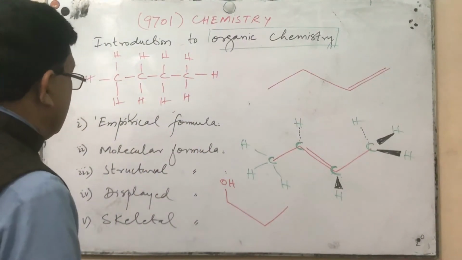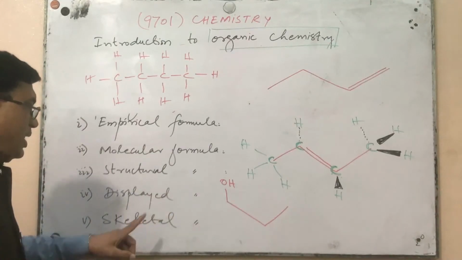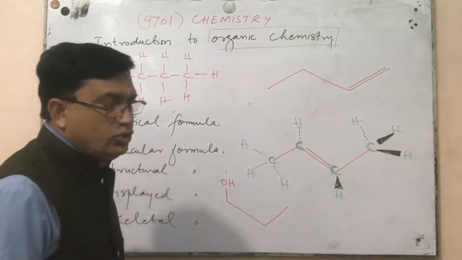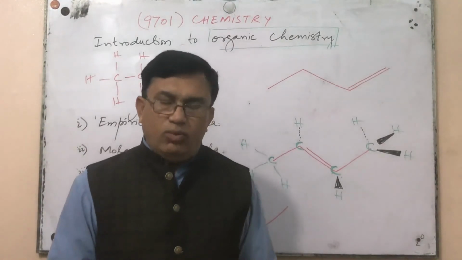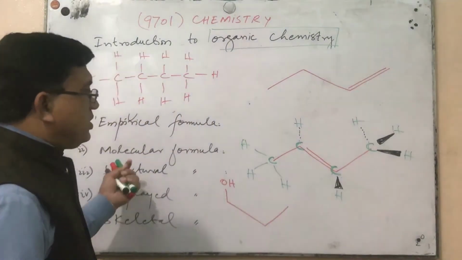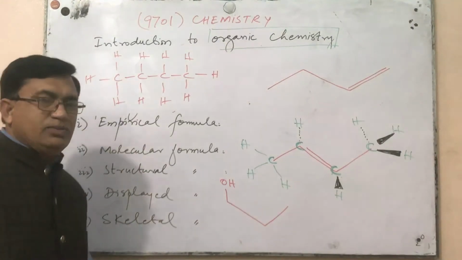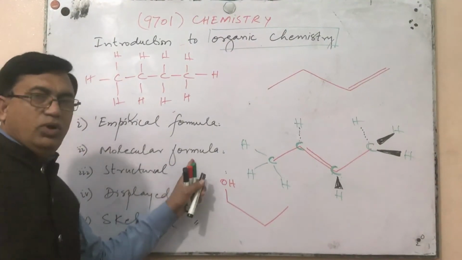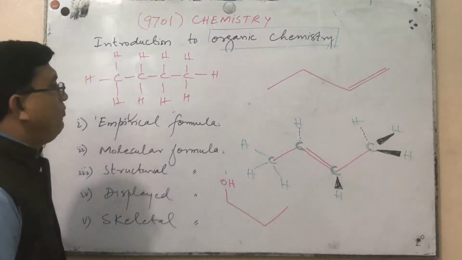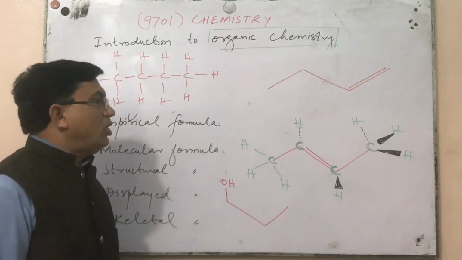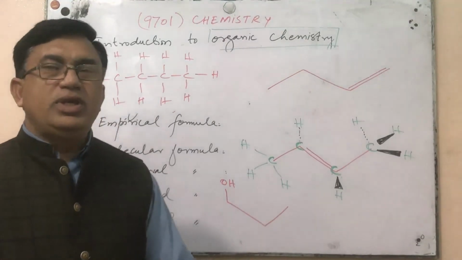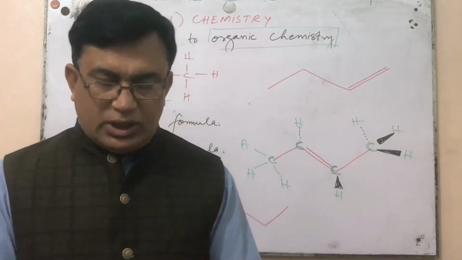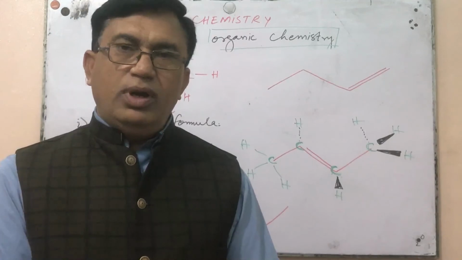In this manner, a skeletal formula can also be represented in the form of a wedge-shaped formula for different substances. These are the different types of formulas that will be frequently used in organic chemistry. I hope you understood all of these concepts of the types of formulas.